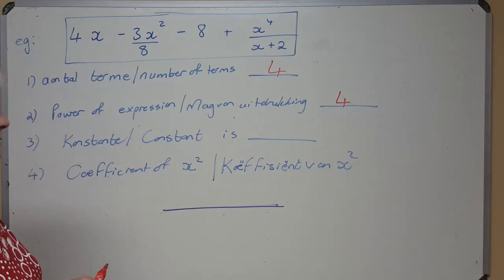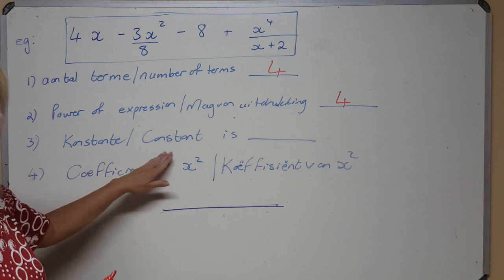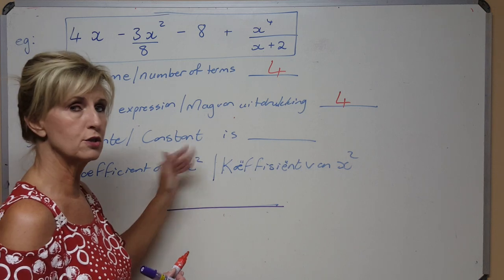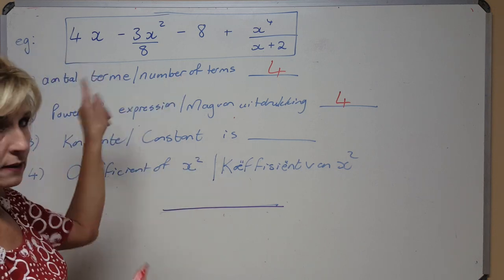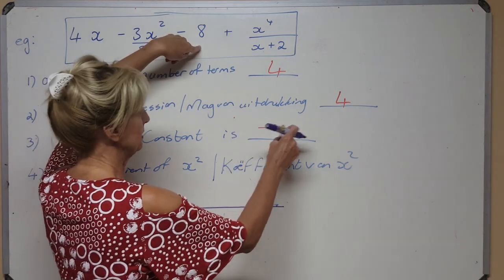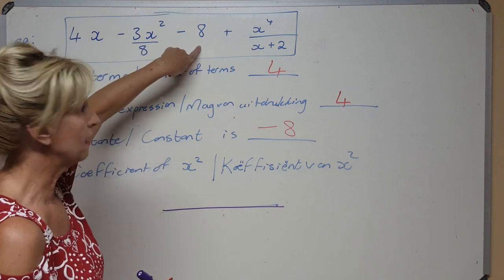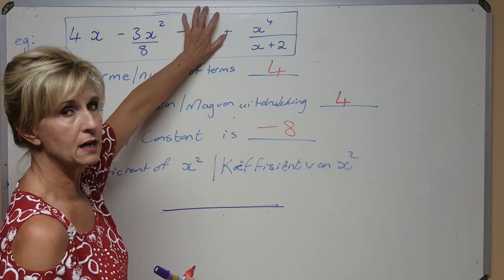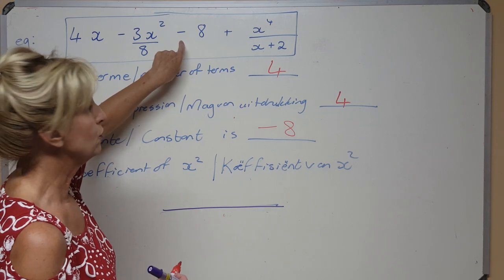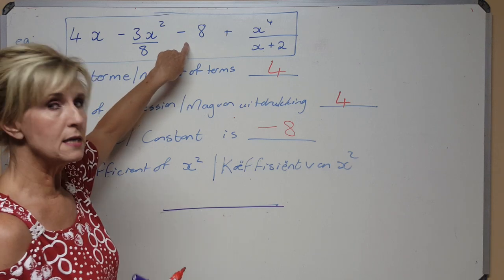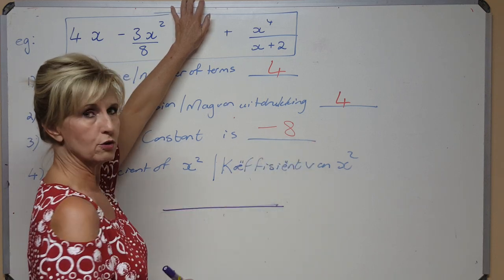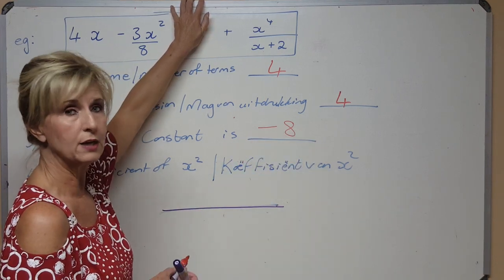What is the constant? Wat is die konstante? What is the constant term? Wat is die konstante term? Or just what is the constant? Constant, constant term, same thing. It's the term that doesn't have any variables. Is there one? Yes, it's not just 8, it's minus 8. Onthou nie net 8 te skryf nie. Die term wat glad nie 'n veranderlike het nie, is daai term insluitende sy teken. Including the sign. If there is no constant, then you say there's no constant term. Daar is nie 'n konstante term nie, as daar nie een was nie.